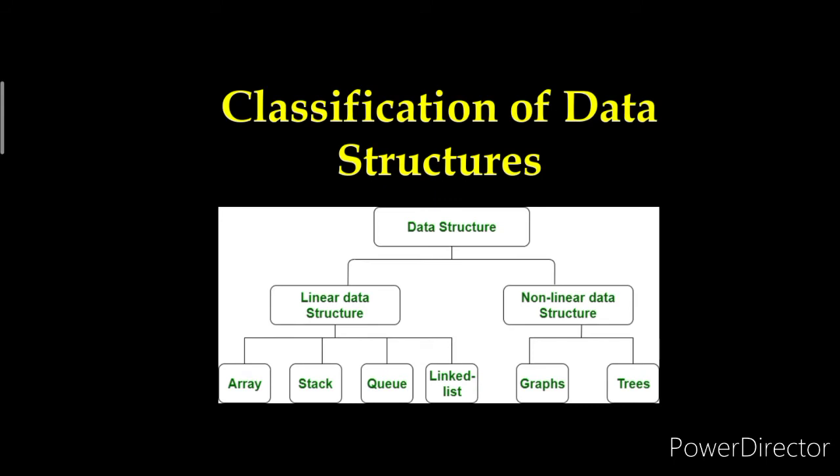Coming to the classification of data structures, a data structure is divided into linear data structures and non-linear data structures. Under linear, we have arrays, stack, queue and linked list, and under non-linear data structures, we have graphs and trees. So let us see what these data structures are, how the data elements are organized in each type, and how we access data elements in each of these data structures.